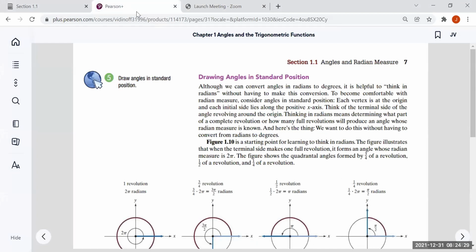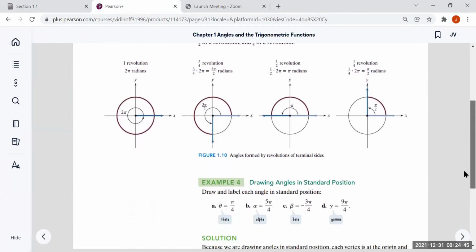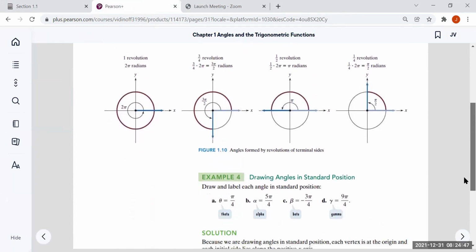This is an extremely important skill set that we're going to use on most of the problems that we face in our semester. So let me just jump into how we're going to figure out how to draw angles in standard position.